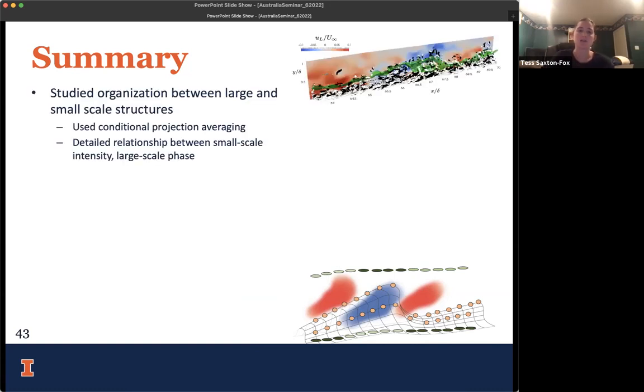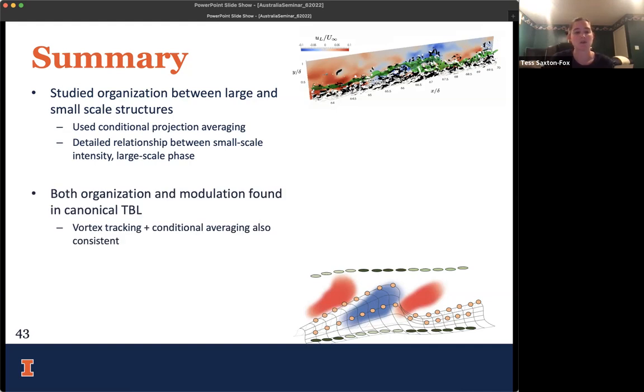So overall, I'm interested in this, at least in this part of my portfolio, in understanding how large and small scale structures are organized. We use conditional projection averaging to look at that and tried to understand a detailed relationship between small scale intensity and large scale phase. We found organization and modulation, or height and amplitude change, in the canonical turbulent boundary layer and in the turbulent boundary layer interacting with a wake.